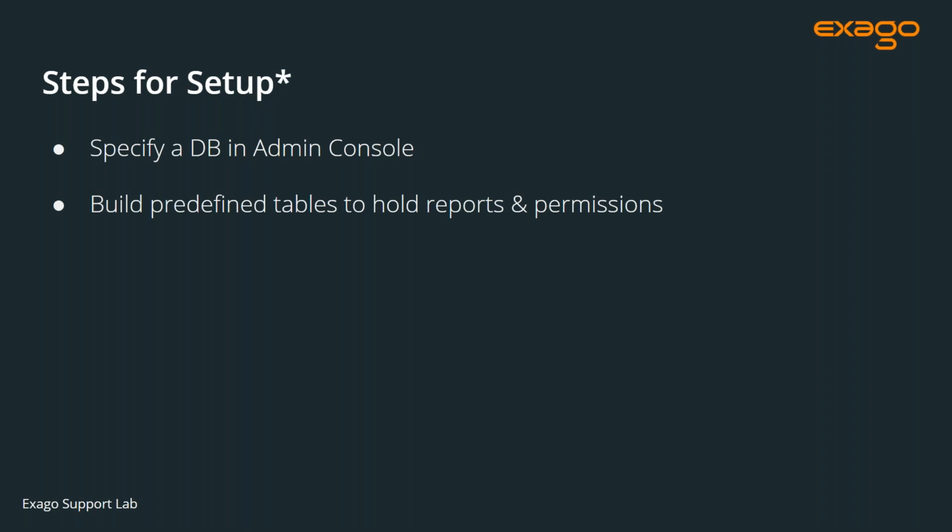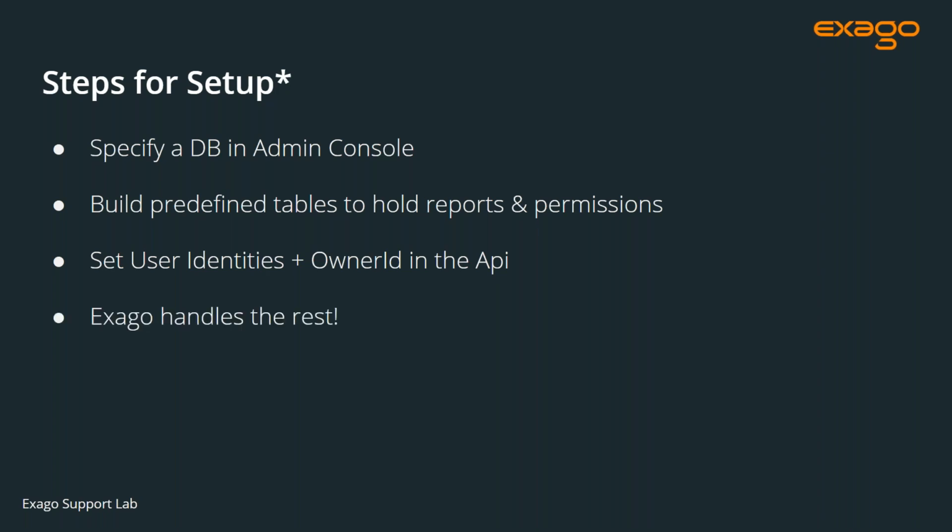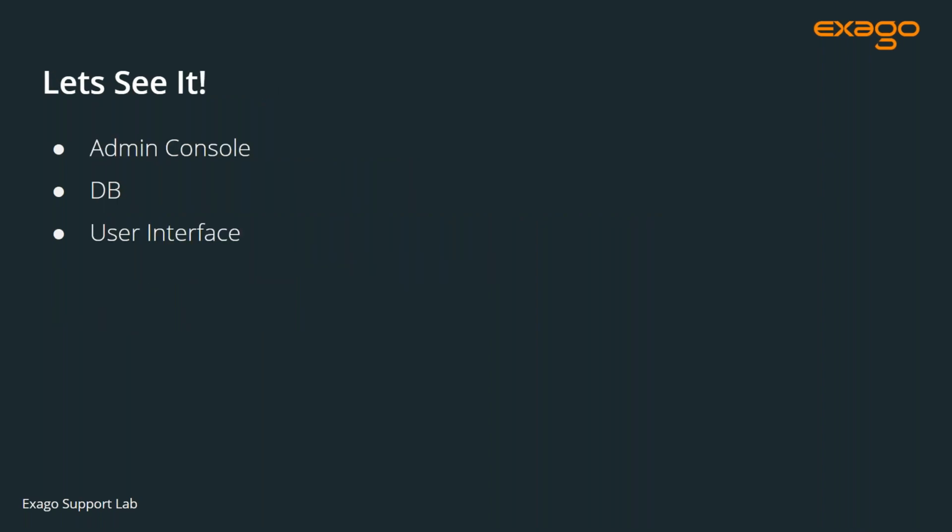We're going to build those tables so that they exist, and we can use them to store the reports and permissions. We're going to set the owner identity, the owner ID, and the user identities through the API, and we just looked at the quick two lines of code above on how to do that. And then Exago really handles the rest. From there, when a user creates a report, you don't have to do a lot of additional work or customization. The storage and retrieval will be handled there.